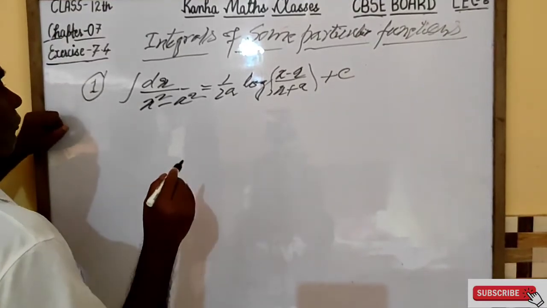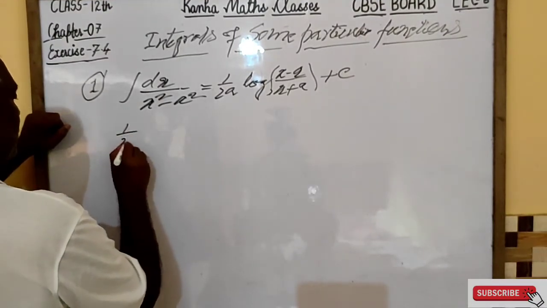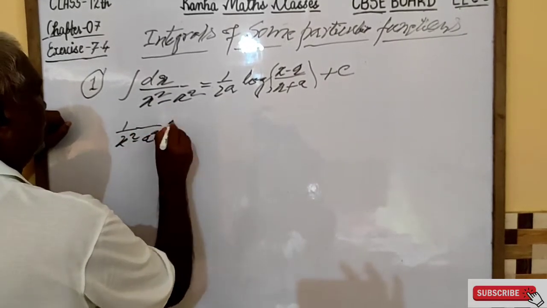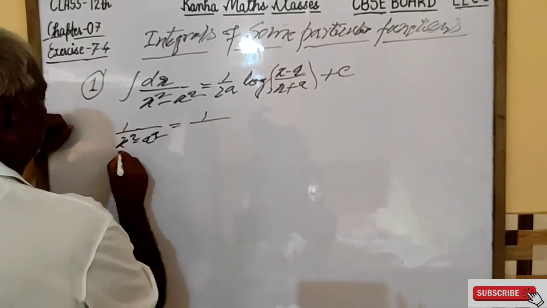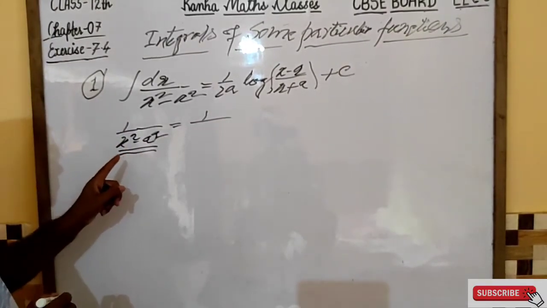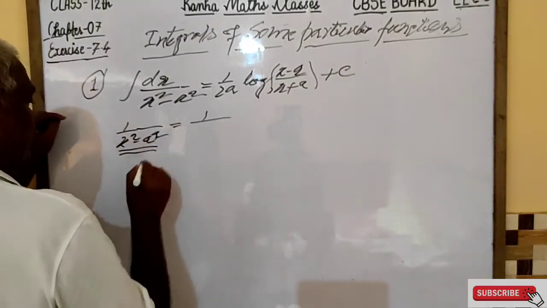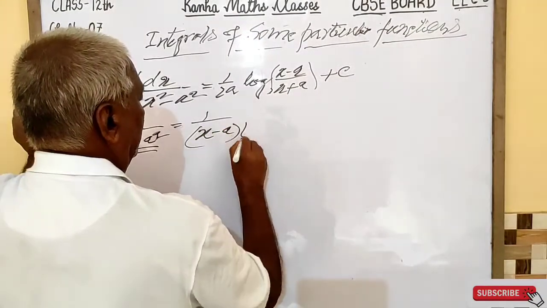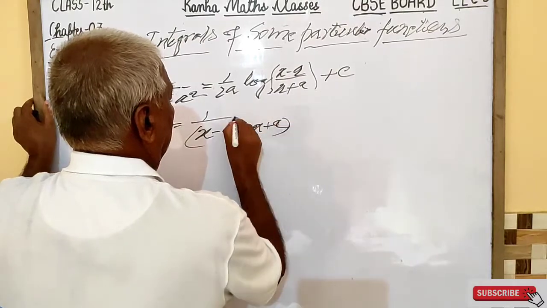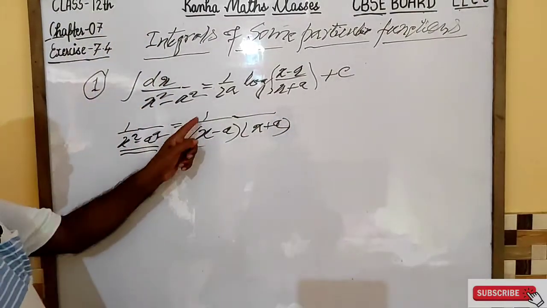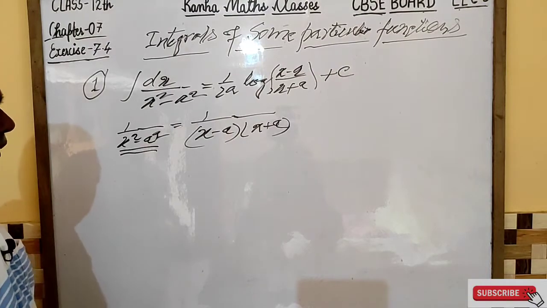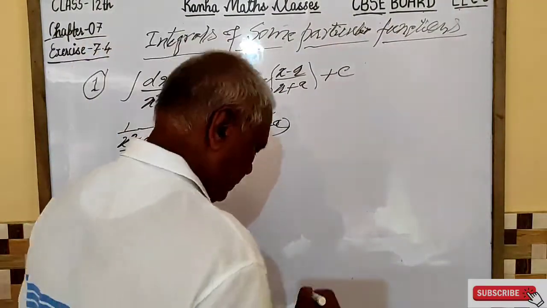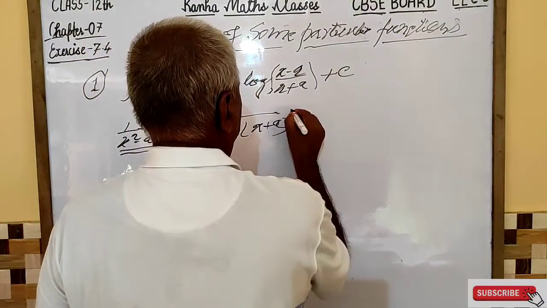Hence, first of all, we will consider 1 upon x square minus a square is equal to 1 upon the fraction, the factors of this function x square minus a square will be equal to x minus a into x plus a. You may very easily bifurcate this 1 upon x minus a into x plus a by partial fraction also, but here you will use a simple trick in order to save time.